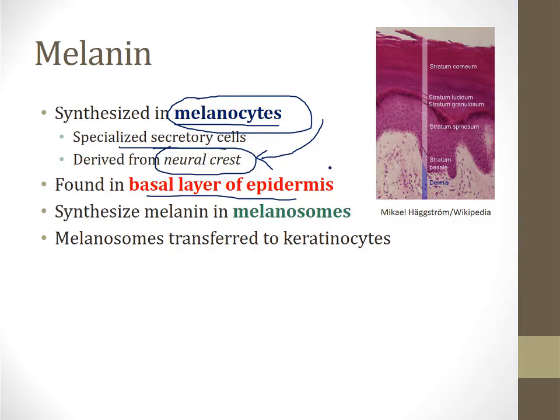In the video on the skin, I talk about the layers of the epidermis, but by way of review here, let's look at this picture on the screen. This layer right here that sits right on top of the dermis is called the basal layer of the epidermis, and that's where you can find melanocytes. These cells synthesize melanin in specialized intracellular organelles called melanosomes, and then the melanosomes are transferred from the melanocytes to the keratinocytes higher up in the epidermis.